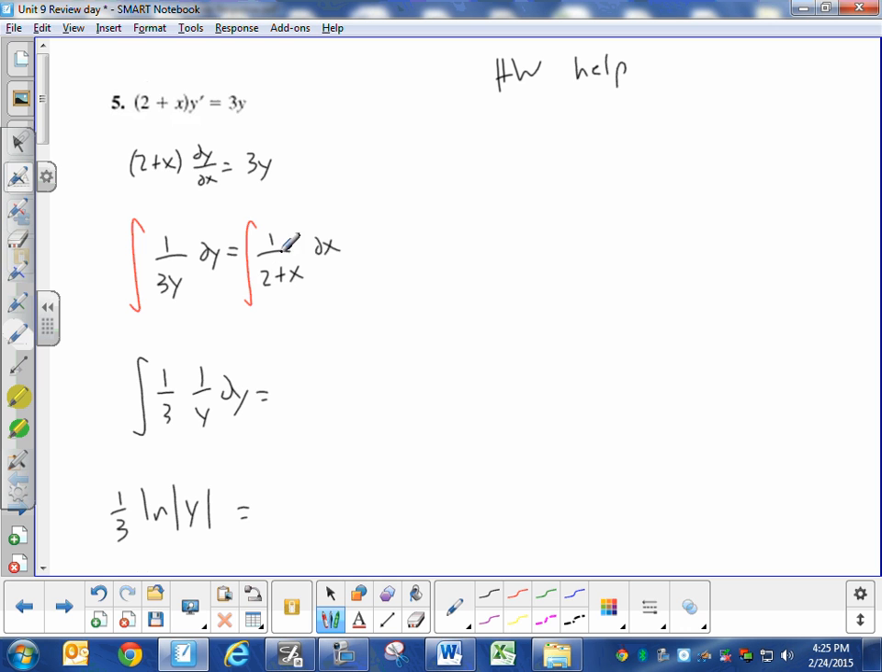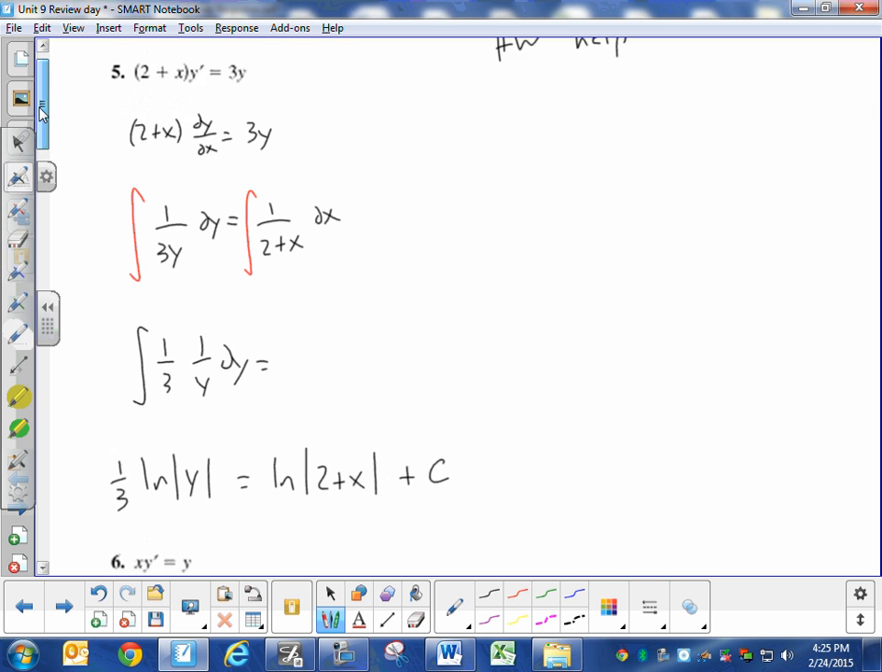This is the same deal. If you set u equal to 2 plus x, we wouldn't have anything that would need to be changed. So I can just take the antiderivative of this. It would be log absolute 2 plus x, plus a c. This is our general solution.